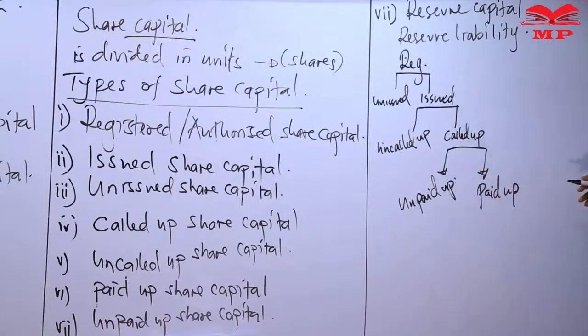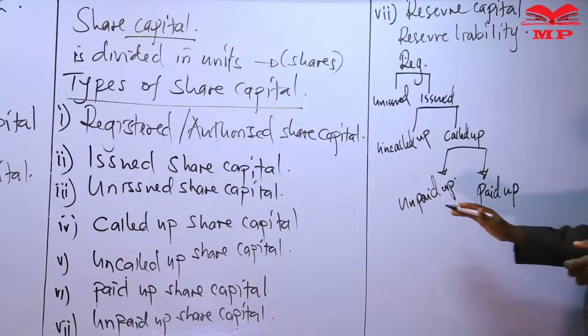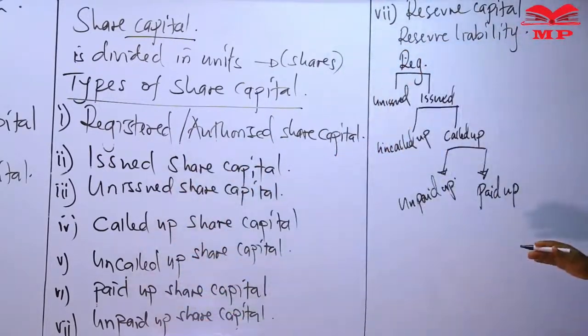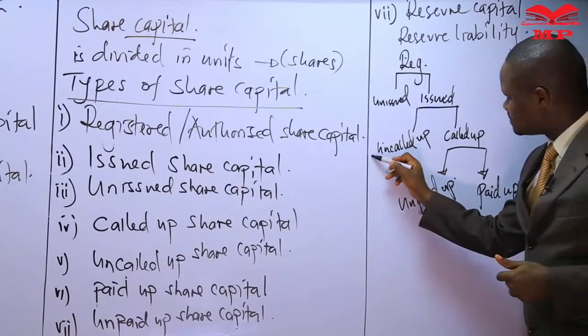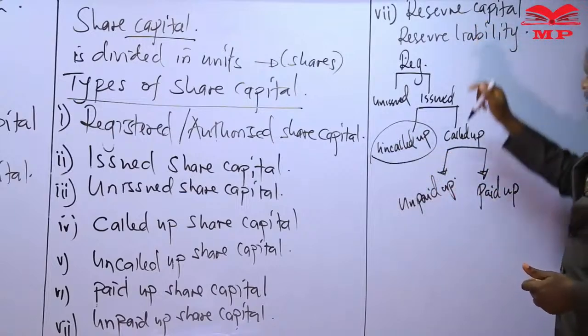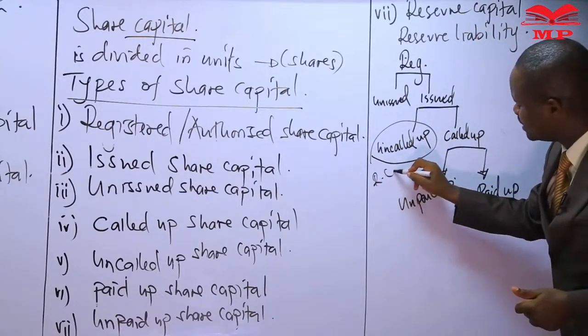So this small diagram can be very helpful to describe the interrelationship between or amongst these various categories of share capital that we have described. And it is in respect of this part, that is the uncalled up capital, that we now create our reserve capital.